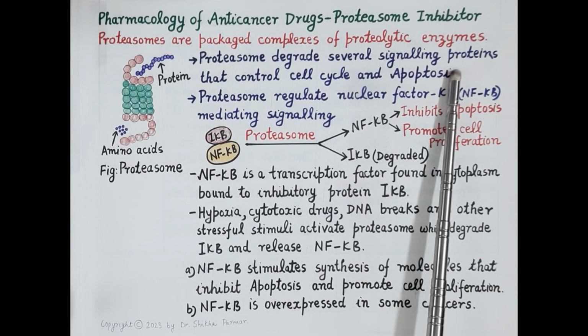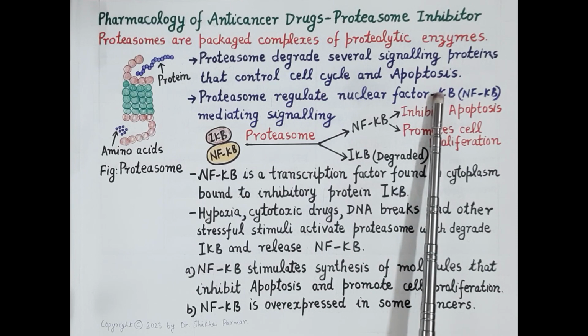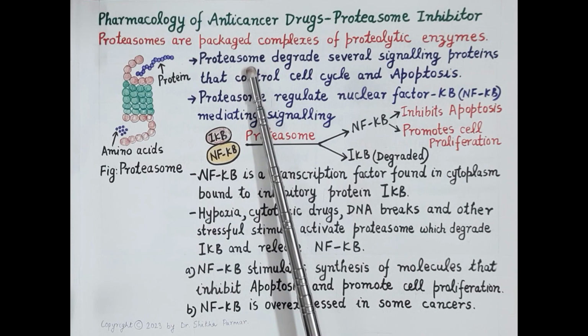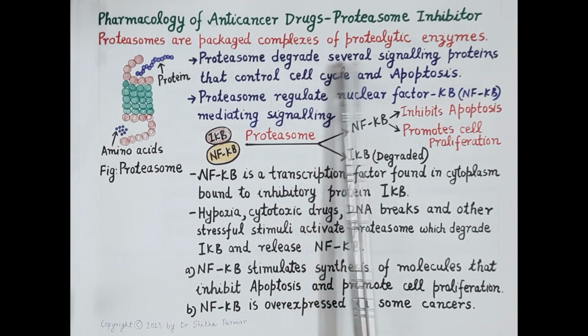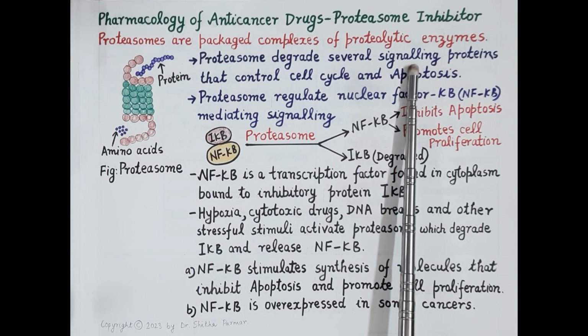Now, several signaling proteins control cell cycle and apoptosis. So, signaling proteins regulate programmed cell death of abnormal and mutated cells. Now, proteasomes degrade or break these signaling proteins. So, this prevents apoptosis of mutated cells, and the cells proliferate, and this causes cancer.